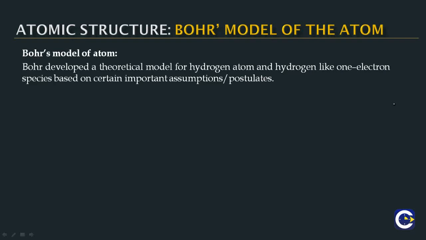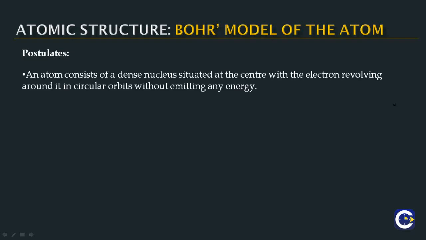But talking about Bohr's model of the atom, there are certain important assumptions or postulates based on which the entire model is developed. Now the main consideration of Bohr's model is that he is able to retain most of the things which were true, or rather which were holding good, from Rutherford's model of the atom. So Bohr's model considers that at the center of the atom there is a dense nucleus which contains most of the mass of the atom, which means there will be protons and neutrons inside the nucleus, and electrons will be revolving around the nucleus in circular orbits without emitting any energy.